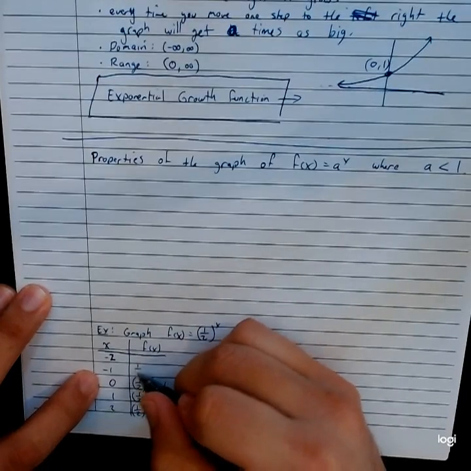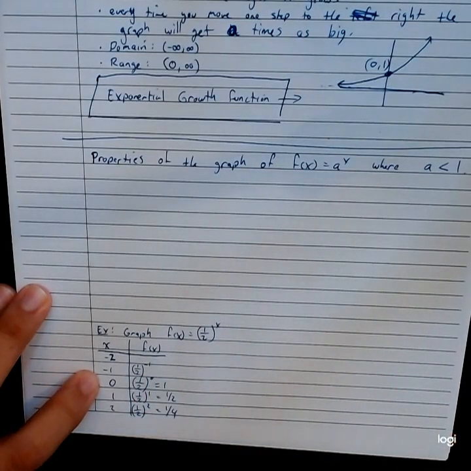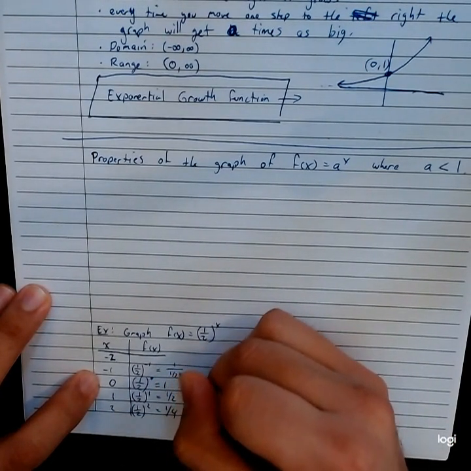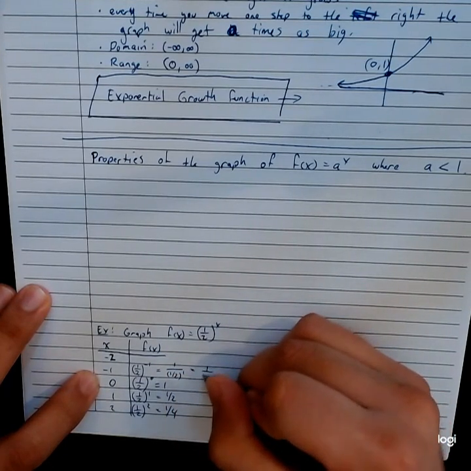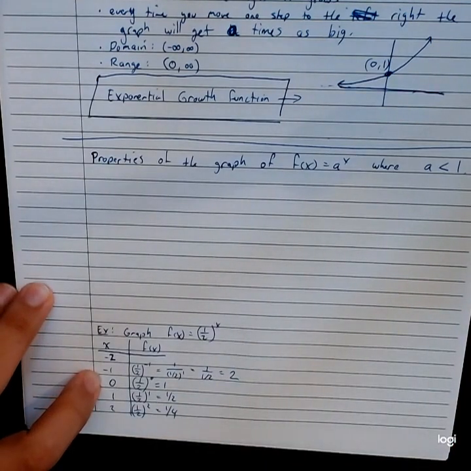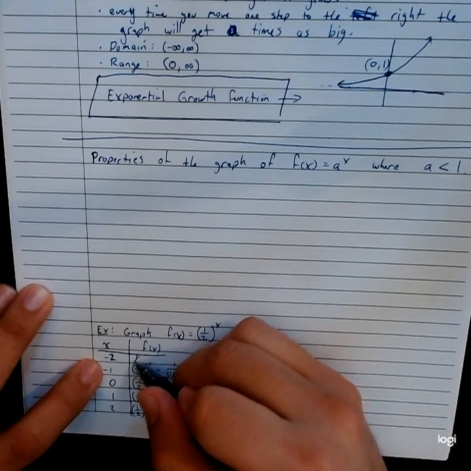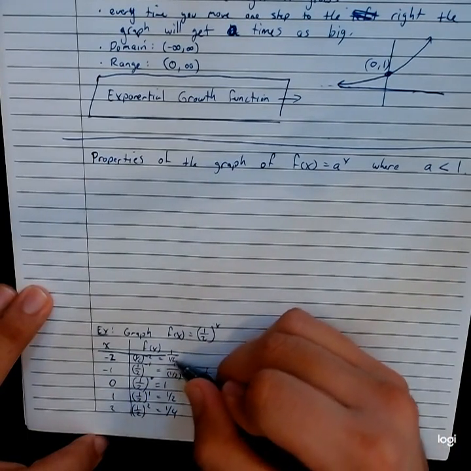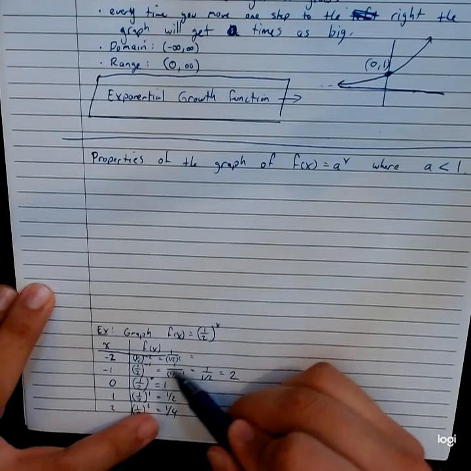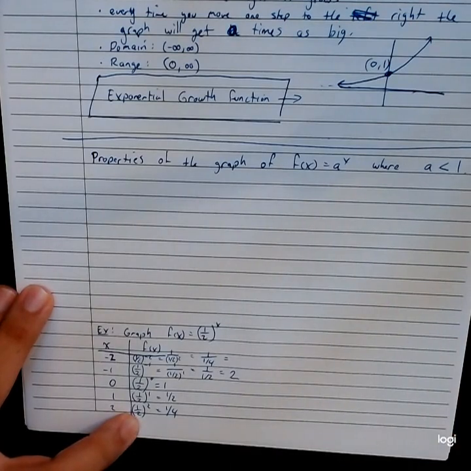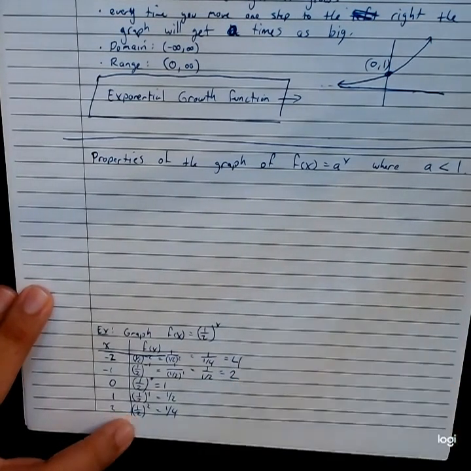If I take 1/2 to the power -1, remember negative powers take the reciprocal. So this is 1 over 1/2 to the first power, or 1 over a half, and dividing by a half gives me 2. Over here, 1/2 to the -2 is 1 over 1/2 squared. But 1/2 squared is a quarter, so that's 1 over a quarter, and taking the reciprocal of a quarter gives 4.